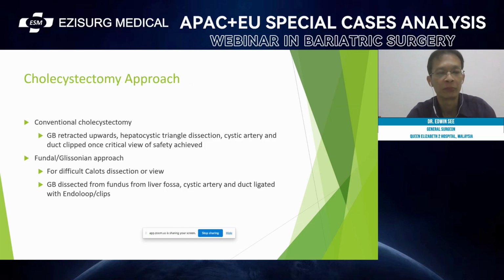Now there are mainly two approaches to this cholecystectomy, and the most common will still be the conventional way of doing it, with the gallbladder being retracted up, the hepatocystic triangle dissection, and the cystic artery and duct clipped once the critical view of safety is achieved. The other way is the fundal or the Gleasonian approach, and this is basically for difficult Calot's dissection or to see Calot's triangle, whereby the gallbladder is dissected from the fundus, from the liver fossa, until the cystic artery and duct are ligated with an endoloop or clip.